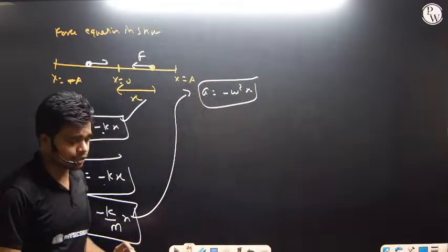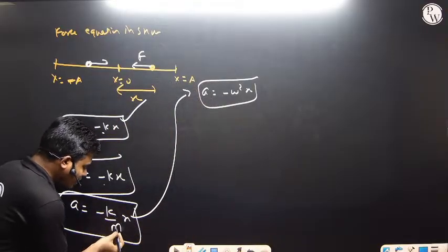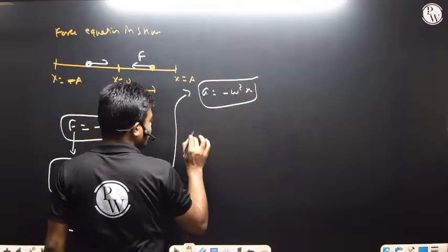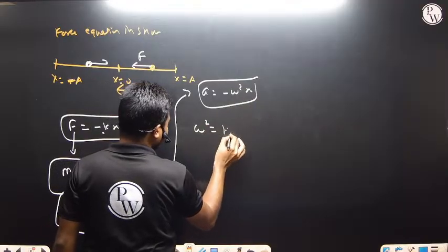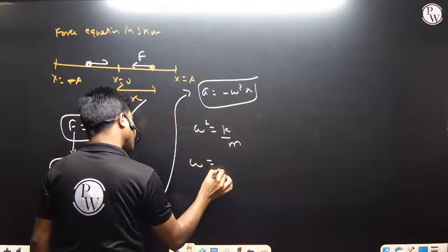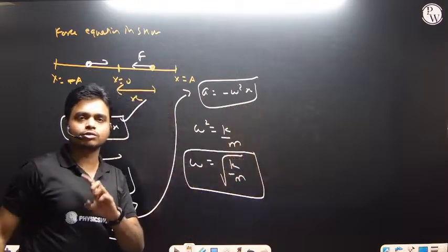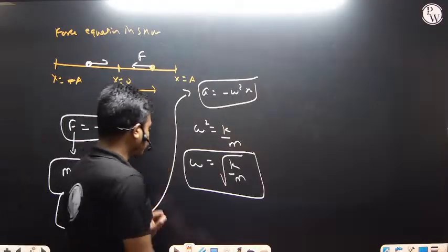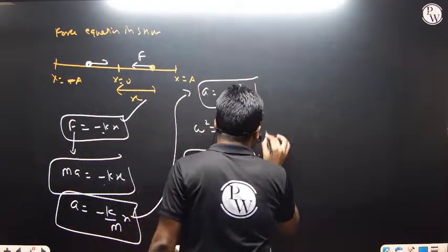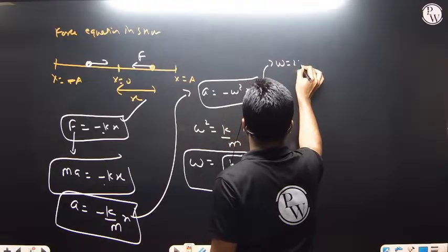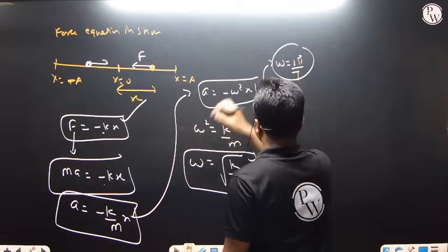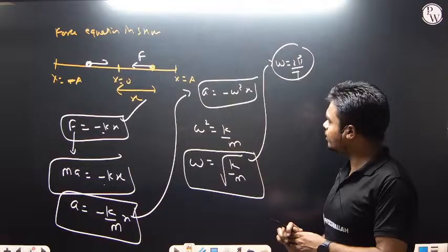Comparing these equations, we are getting a equals minus k by m into x and a equals minus omega square into x. So what is omega square? k by m. Then what is omega? Under root k by m, where m is the mass and k is the force constant. So this is the term from which we get the angular frequency. And once we have the angular frequency, we can calculate the time period from omega equals 2 pi by T.